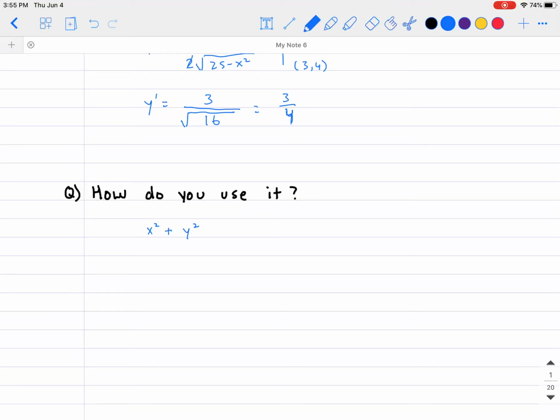So for the same problem, let's go ahead and write it again. I want to find out what is the slope of the tangent at x equals 3 and y equals 4. Graphically, I'm just going to draw that on the side. You have a circle centered at (0, 0), and then you have a point up here which is (3, 4). And what I'd like to do is find out what is the slope over there.